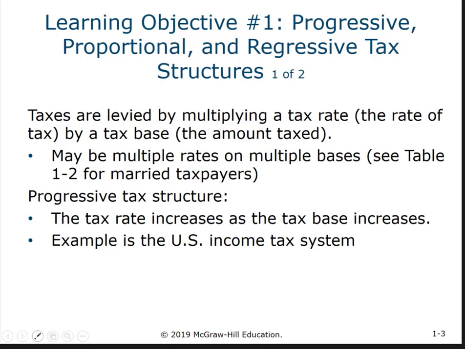As we look at the way that a tax structure works, we use in the United States a progressive tax structure. What that means is the tax rate increases as the tax base increases. Tax base refers to the income that is subject to tax. So as your income increases, you pay a higher rate. You'll hear people talk about being in a higher tax bracket.